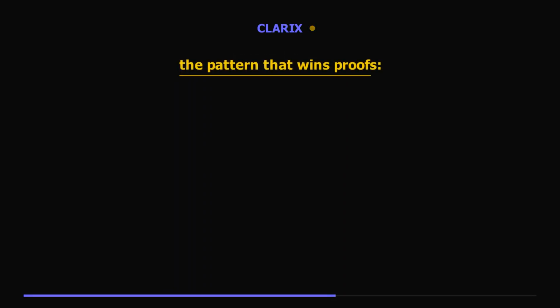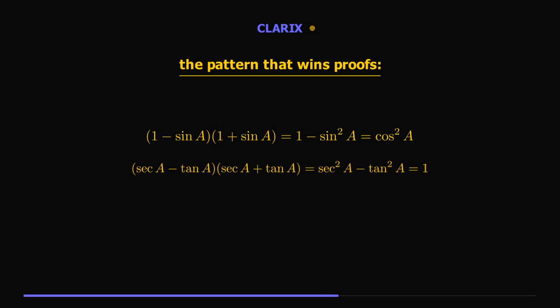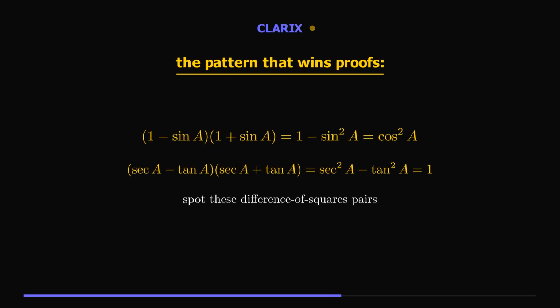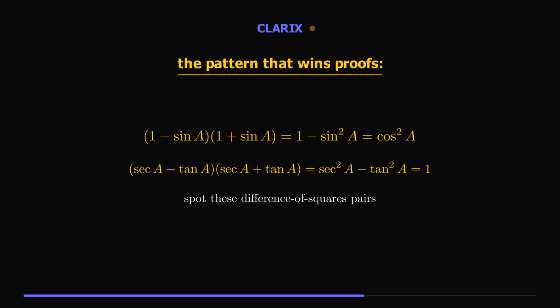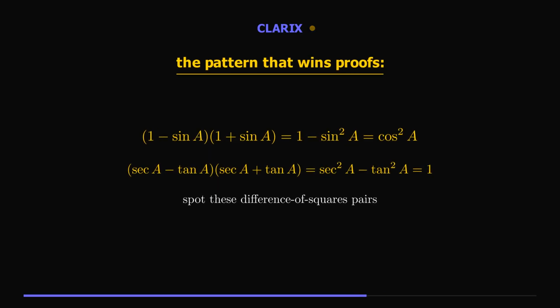Proved. Notice the move that made that work. 1 minus sine A times 1 plus sine A became 1 minus sin²A by the difference of squares pattern, and then the identity turned it into cos². Spotting a 1 minus sine paired with a 1 plus sine, or secant plus tangent paired with secant minus tangent, is the single most common trick in these proofs. Train your eye for those pairs.